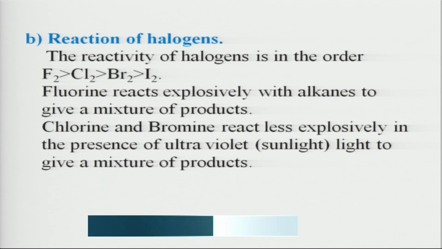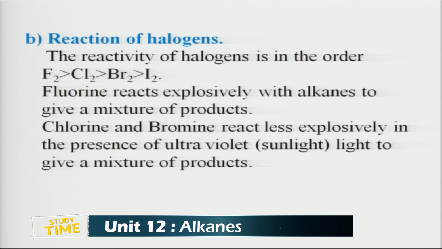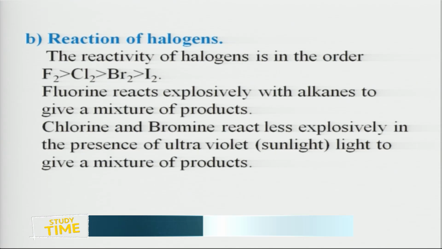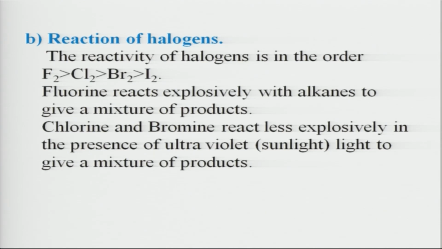But we are going to discuss the reaction of chlorine and bromine with the alkanes, because they react less explosively and are not very reactive. This is because as you go down the group, reactivity decreases. That is towards oxidation; the oxidizing power decreases. As you know, fluorine is the one which has the highest. We can talk about electronegativity.